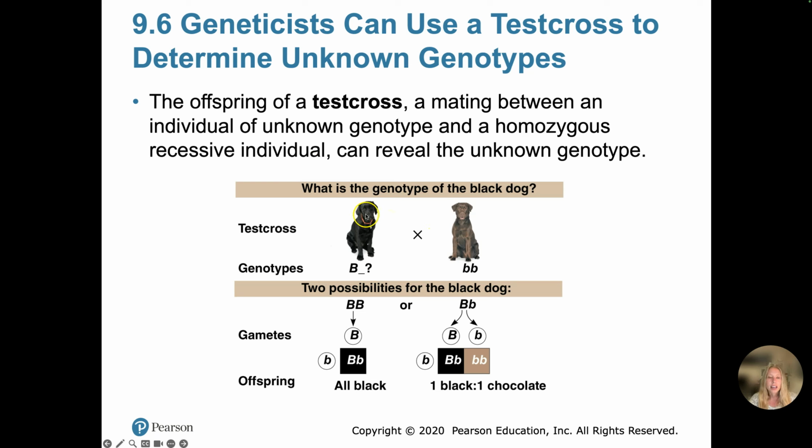So if this black lab is homozygous dominant, if it's capital B, capital B, all of the offspring would be black from this test cross because all of the offspring would inherit one capital B from this parent. There's only the possibility to inherit a capital B from this parent. So all the offspring would be black, and then they would inherit a lowercase b from the other parent. So if you did this test cross and all your puppies were black, you would know that the black lab parent was likely capital B, capital B.